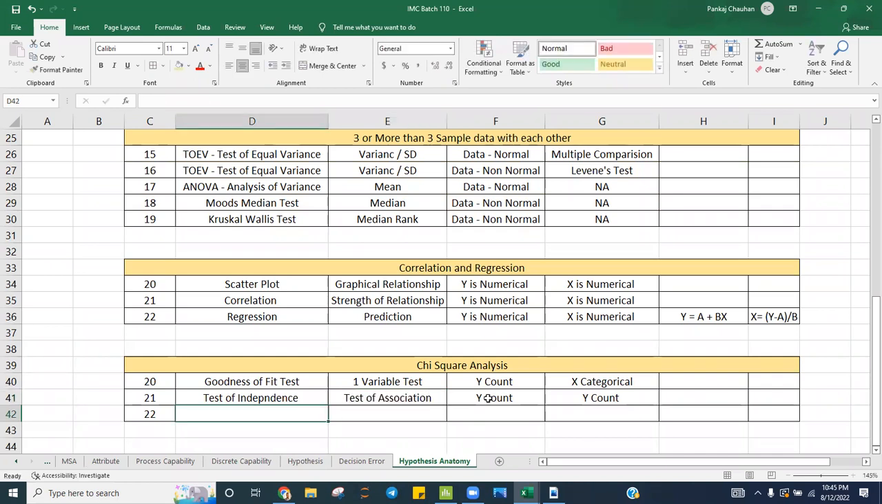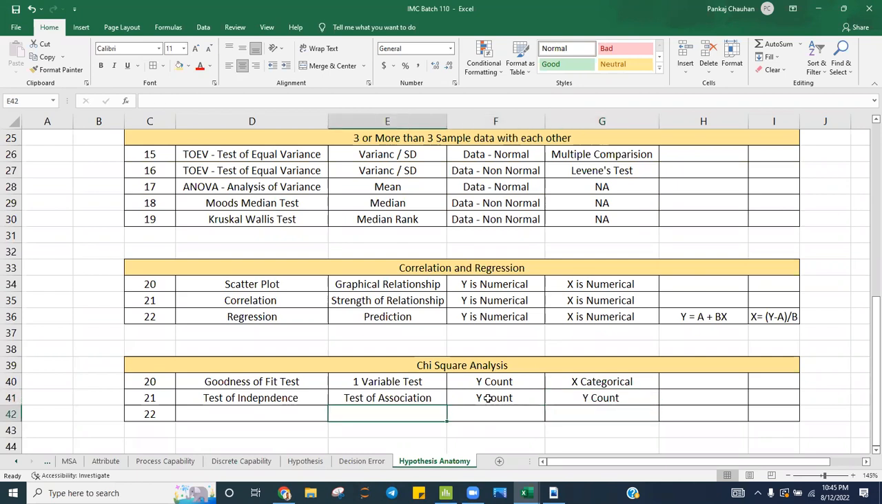Either these two variables are associated with each other or not. That is called your test of independence also, when both x and y are count, which may be categorical in nature, and Minitab will automatically convert this categorical data into the count data for this test.